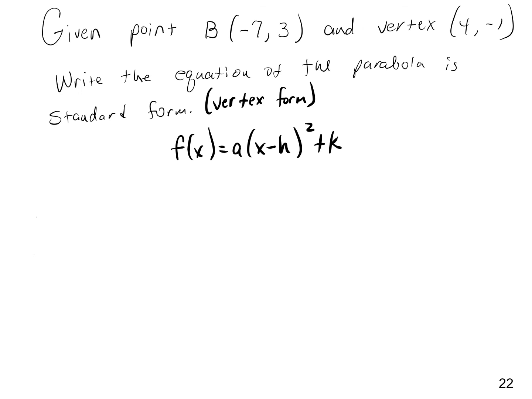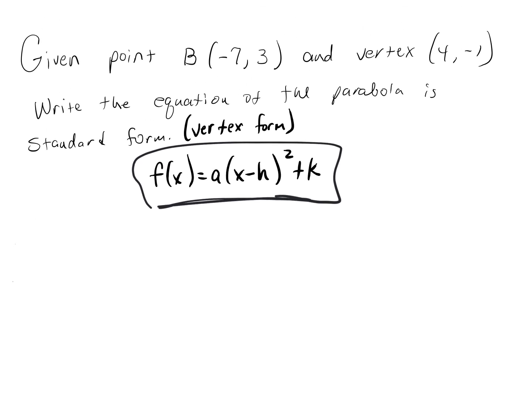And then our last question is this one. Given a point and a vertex, write the equation of the parabola in standard form, which is the vertex form here. Even though this book calls it standard form, we want it like this. So what should I do? Plug in all the stuff. This is a point that I was given, negative 7, 3, and my vertex. So I know my vertex, I have h and k. So I'm going to plug in h and k. I have y equals a times (x minus 4) squared plus k, so minus 1. What else can I plug in?